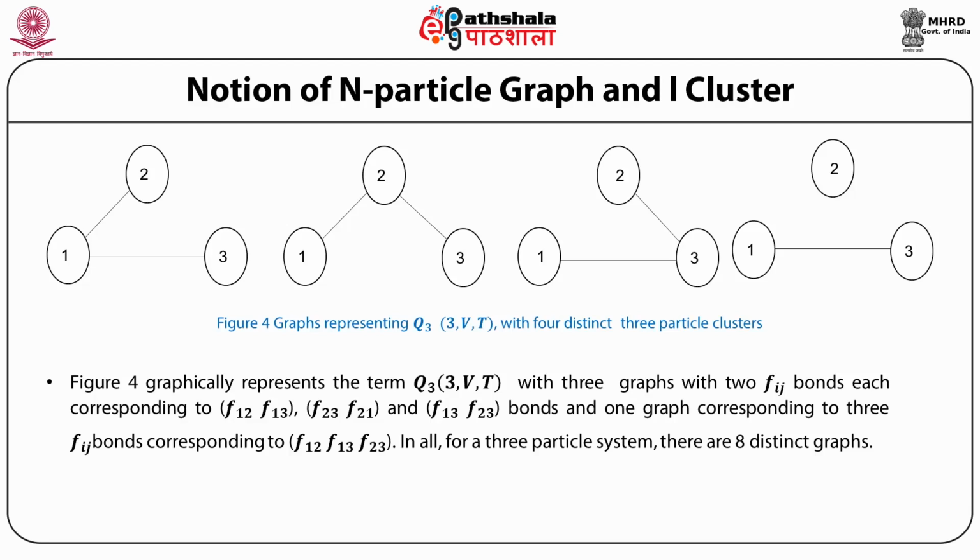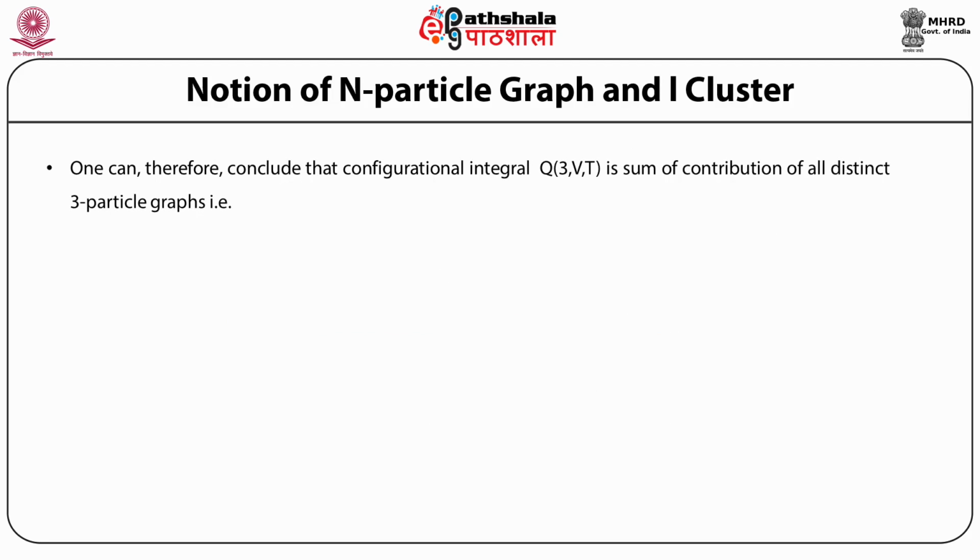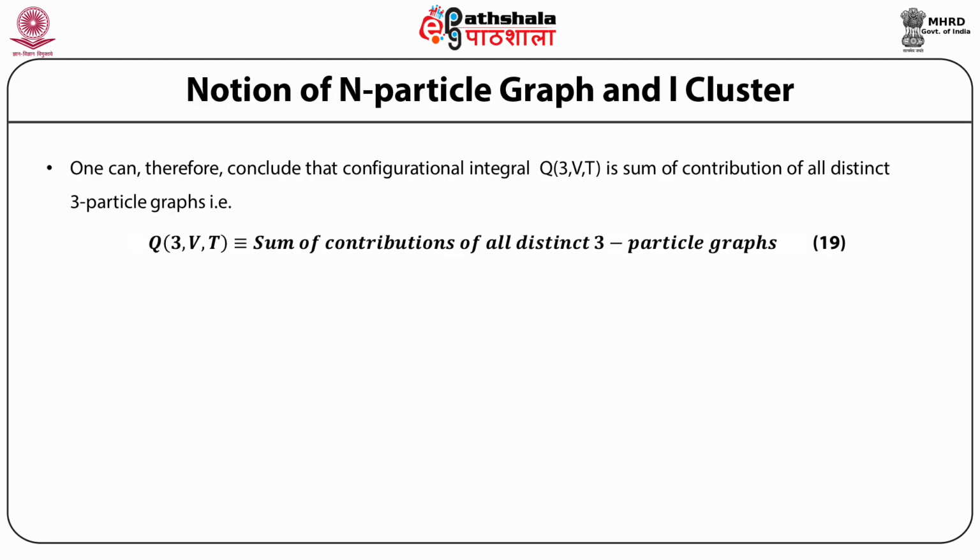In all, for a 3-particle system, there are 8 distinct graphs. One can therefore conclude that the configurational integral Q for 3 particles, volume V and temperature T is the sum of contributions of all distinct 3-particle graphs.